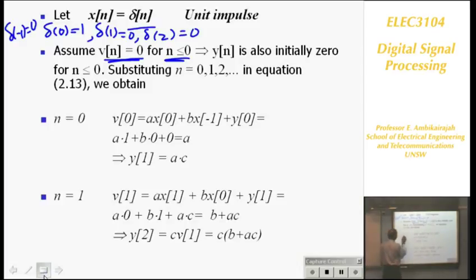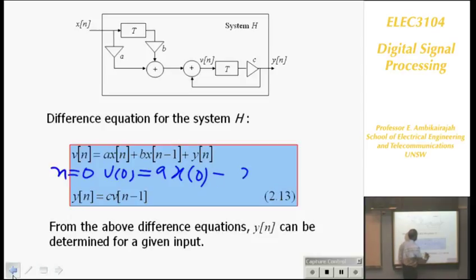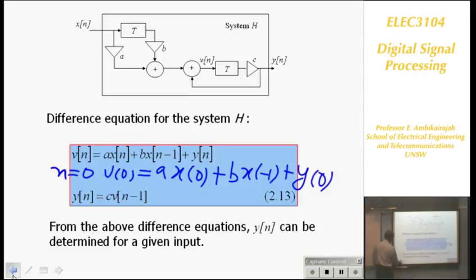So I am going to substitute n equal to 0. I go back to my equation and substitute n equal to 0. What will I get? v0 is equal to a times x0 plus b times x minus 1 plus y0. That's right. So I go back and see. How do I do that? X0 is 1 because that's the impulse. X minus 1 is 0, I showed you earlier.